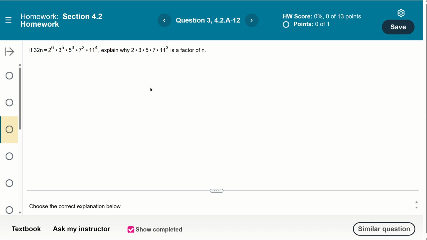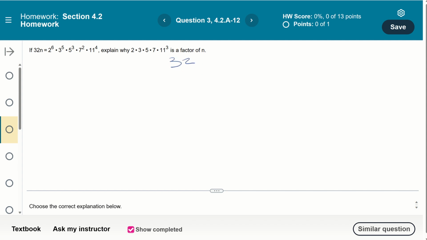All right, so here's an interesting problem that helps us understand factors better. We have the fact that 32n is equal to 2 to the 6 times 3 to the 5 times 5 cubed times 7 squared times 11 to the 4. We want to know why this particular expression, which of course can be multiplied to give a number, is a factor of this number n. Now remember, they're giving us 32n, so let's go ahead and start by writing that.